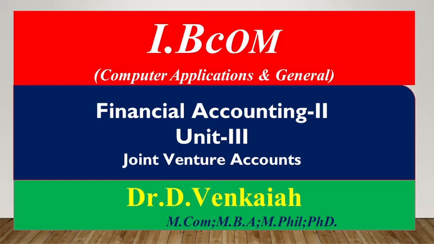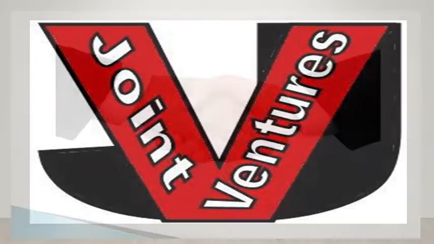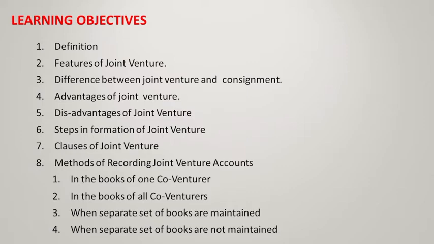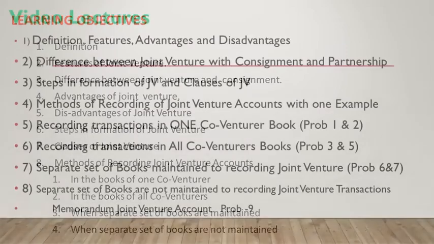How to find out this method: in this method you will find a joint venture and a joint bank account. The name of the joint bank is mentioned in that problem. So, a joint venture between two people; these are the points we learned in earlier videos.